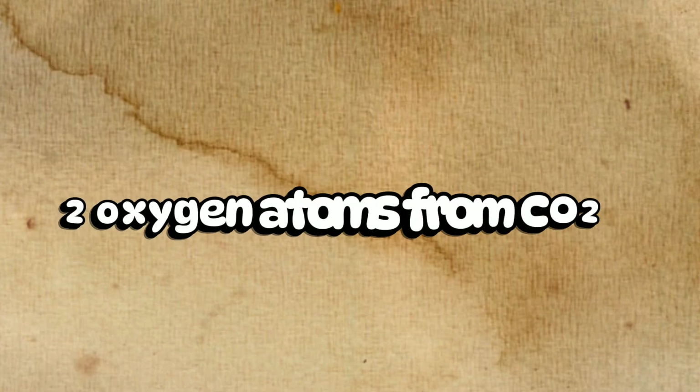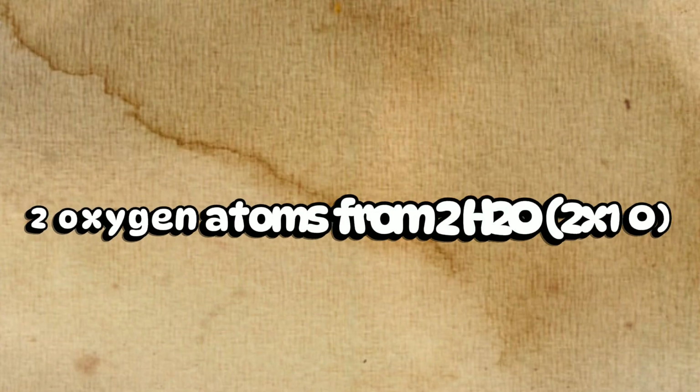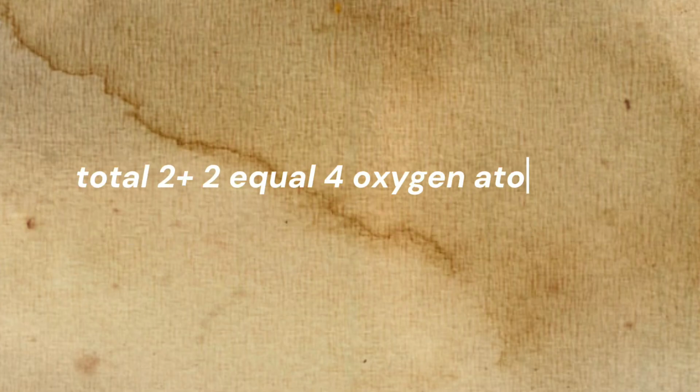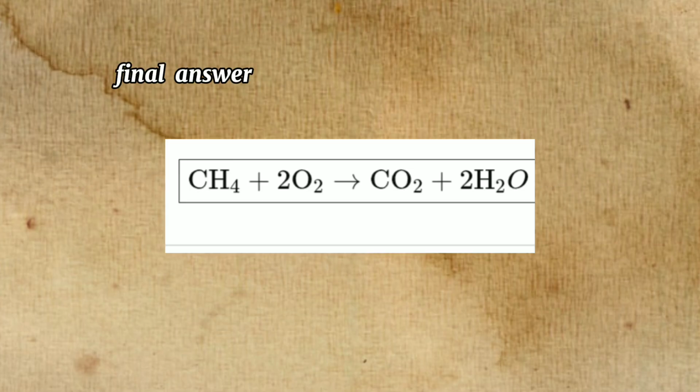On the right, you have 2 oxygen atoms from CO2 and 2 oxygen atoms from 2H2O, 2 times 1 O. Total of 2 plus 2 equals 4 oxygen atoms. On the left, O2 has 2 oxygen atoms per molecule. To get 4 oxygen atoms, you need 2 O2 molecules. And this is the final result. Now the oxygen is balanced.